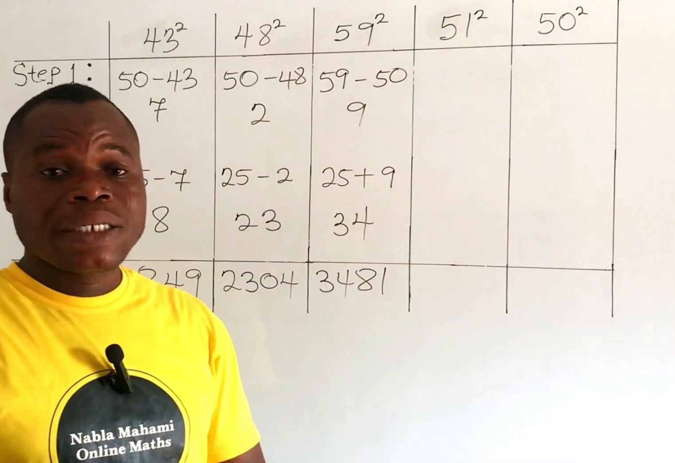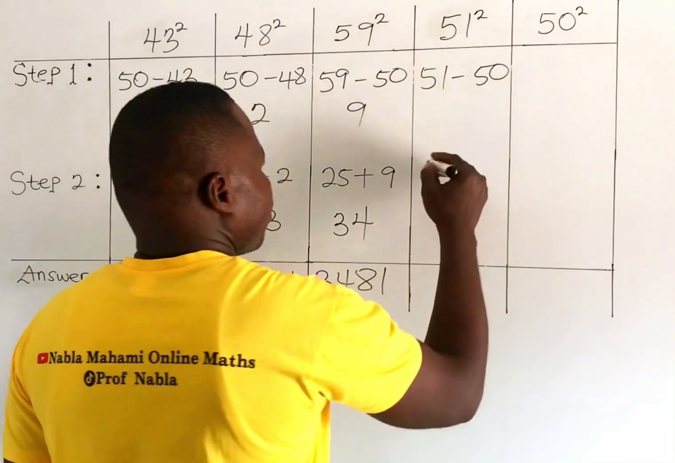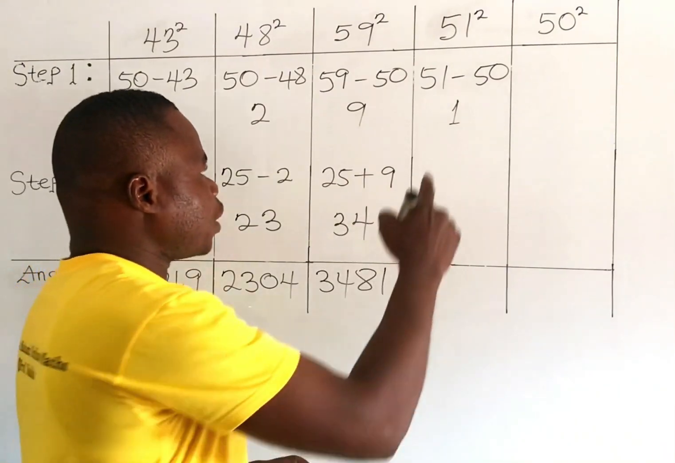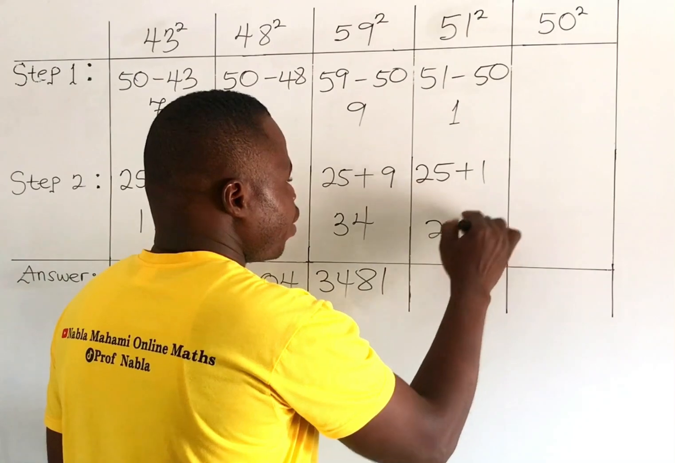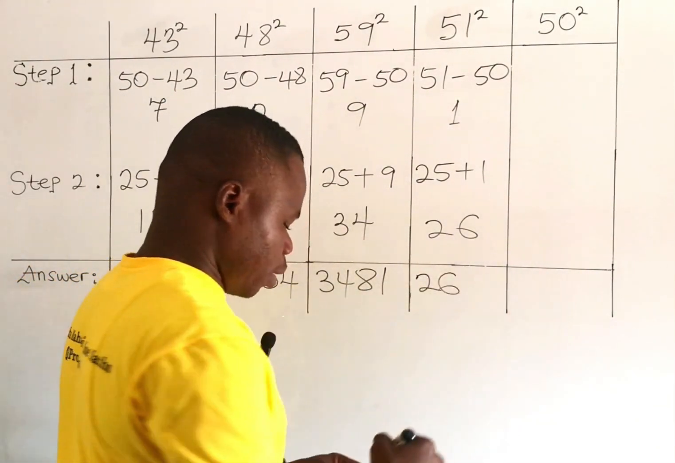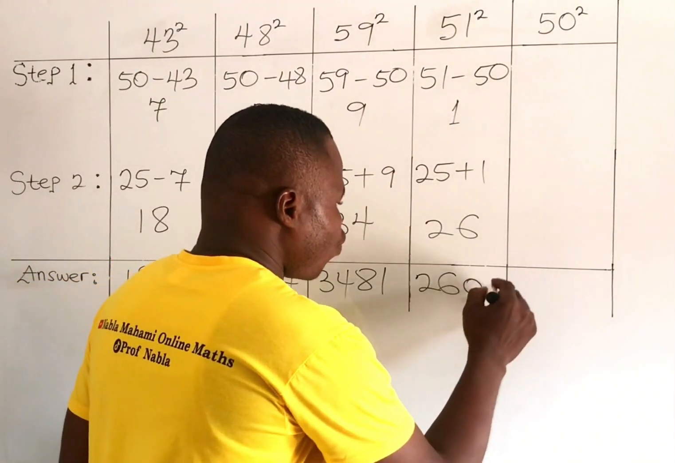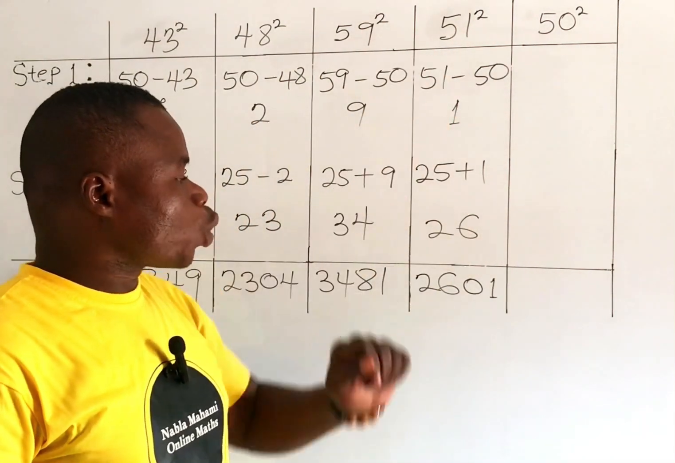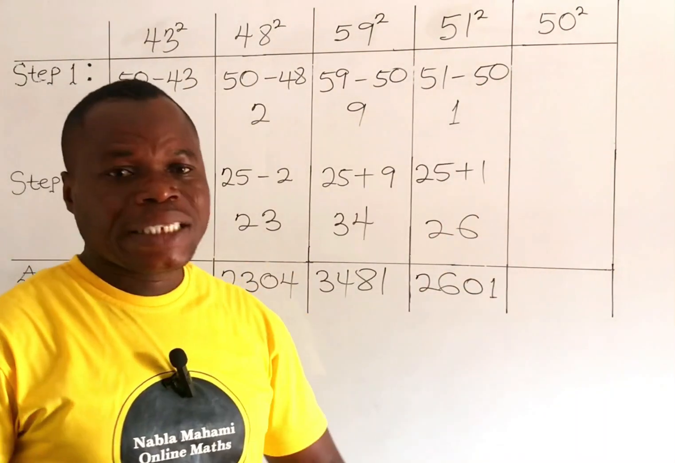Let's move to the next example. This one is 51 squared. So I have 51 minus 50, and my result will be 1. Next step, I'll add this one to 25. 25 plus 1, and that will give me 26. I'll present my answer as 26 and square this one. 1 squared is 1. That means I will write 0 before that 1 since it is a single digit. And that means that 51 squared is 2,601.